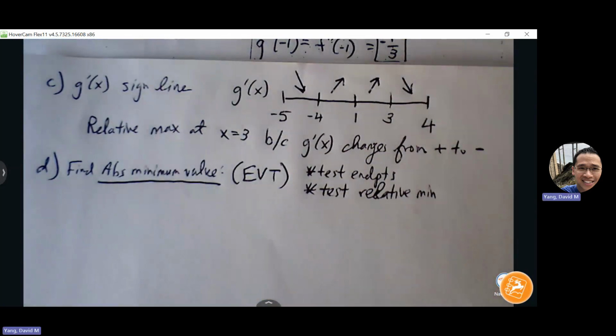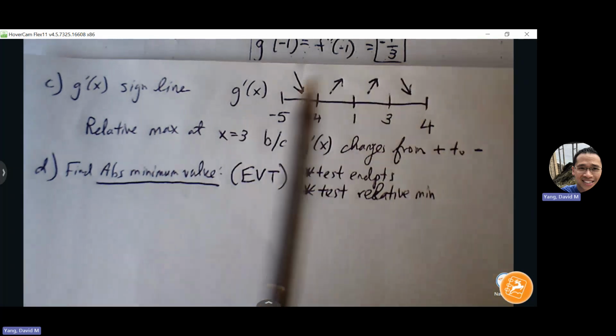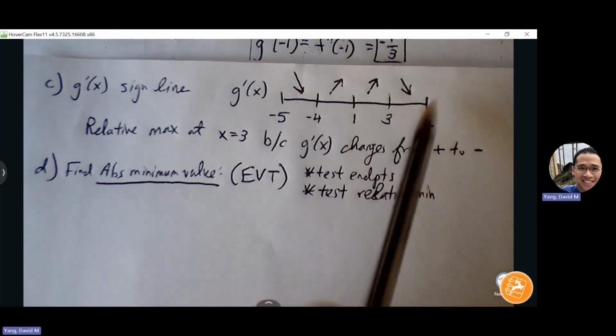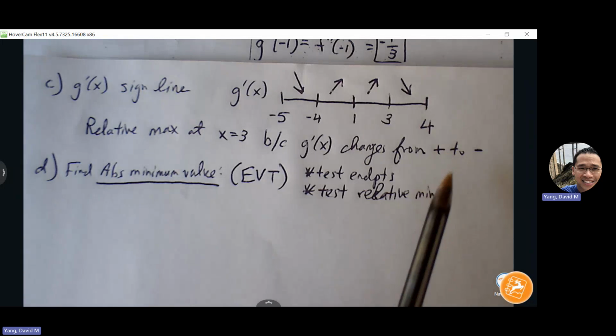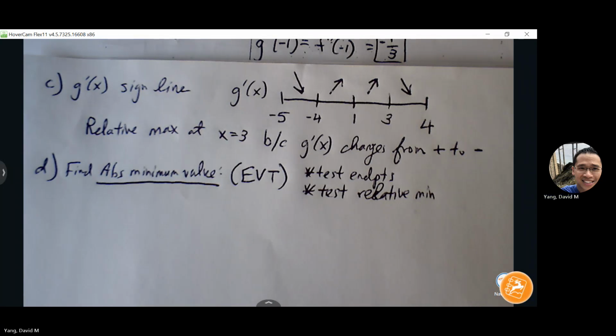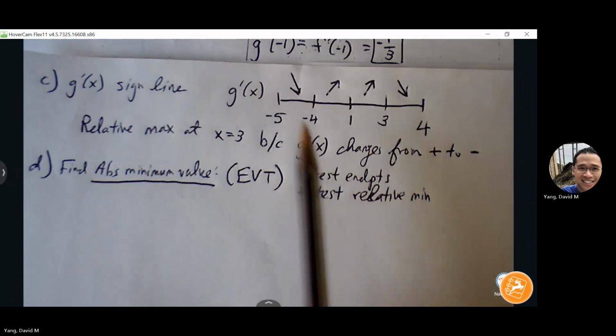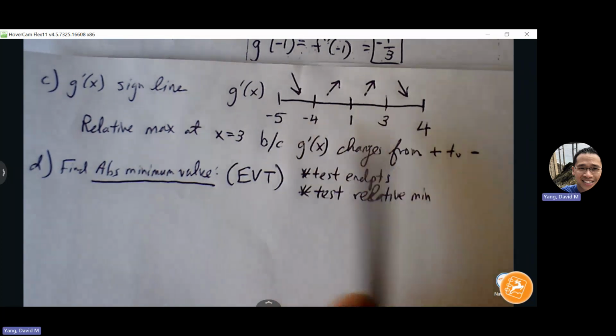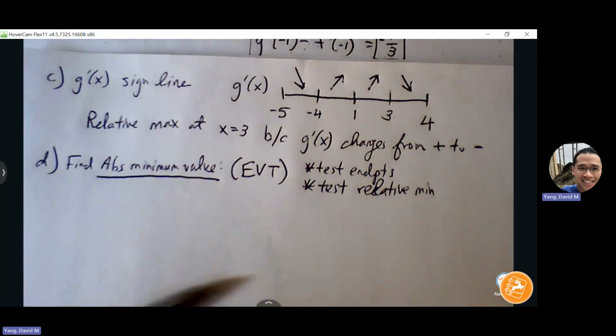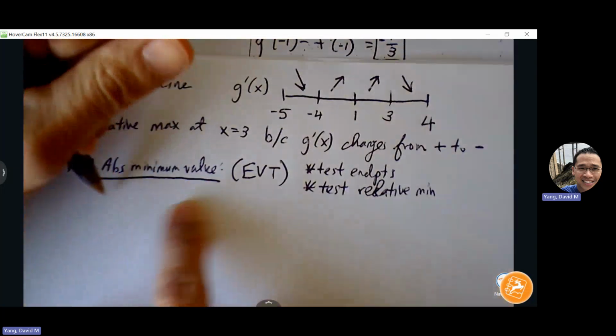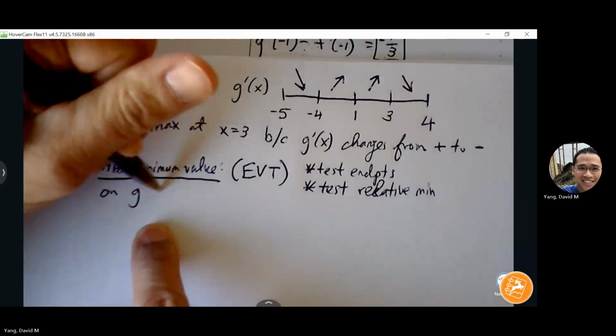And we're trying to do this without, right? We don't have the actual graph in front of us, but what we can use is a slope sign line to help us identify candidates, and then from the candidates we can find a way to get to the y value. Okay. So we definitely have to test what? What are the endpoints? Yeah, -5 and 4. We'll plug this into the g of x function, right? We're trying to find the absolute minimum value on the g graph.